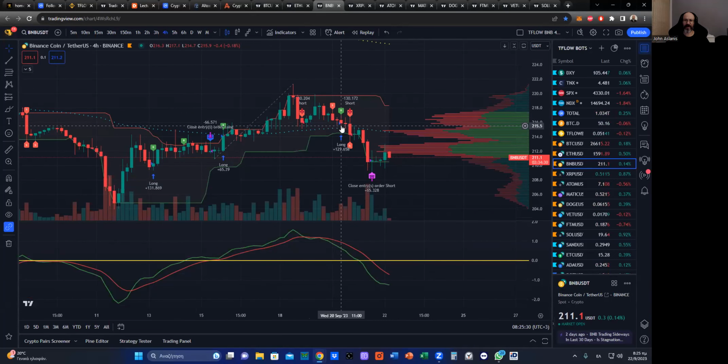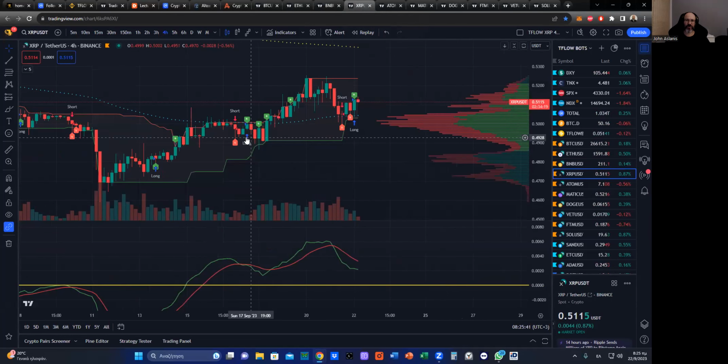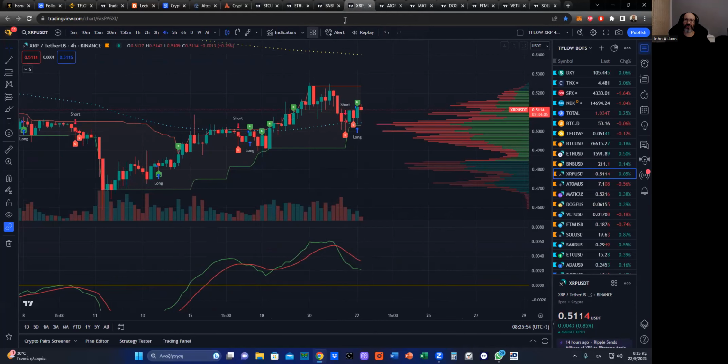Let's go to BNB. Here we have a long position. We opened a short position here and we closed it here with a take profit. So BNB is one of our first successful trades here. Let's move on with XRP. XRP also gave us a long trade here and closed the position here with a short. So XRP gave us a small profit out of this recent long position.